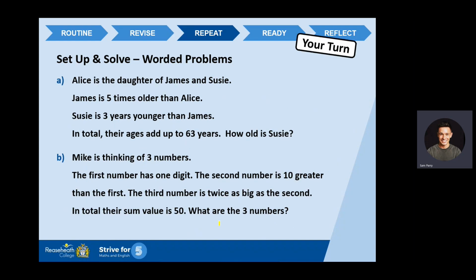Now, I'm giving you guys 2 questions to do here. There's Alice, who is the daughter of James and Susie. You've also got Mike, who is thinking of 3 numbers. Take your time, work through them, give them a go. This is tricky. We've not taught this much before at all, so this is definitely new territory, but give it a go. You might surprise yourself.